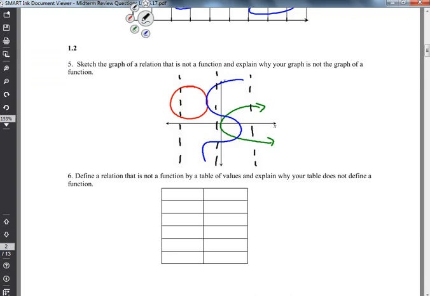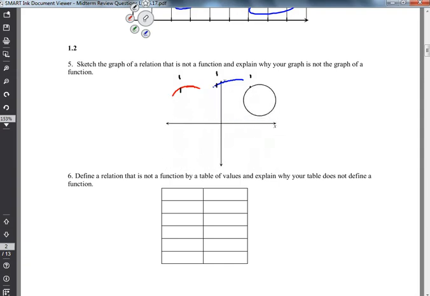The table asks for the same thing, to find a relation that is not a function by table of values. So let's think about this. Let's erase this, and let's just work with the circle. And let's say the radius of the circle is 2.